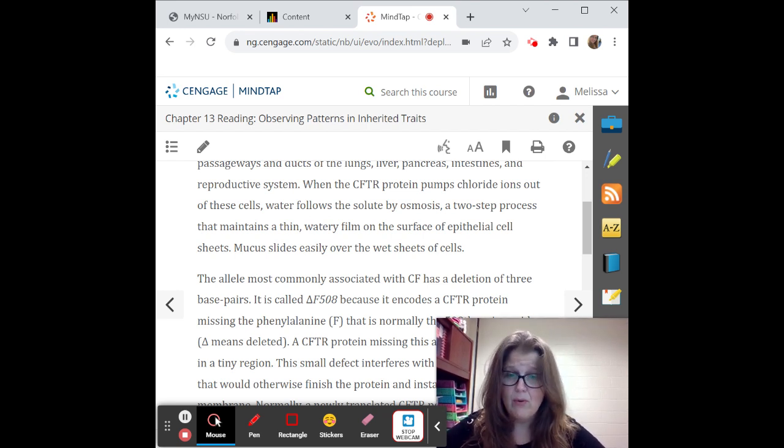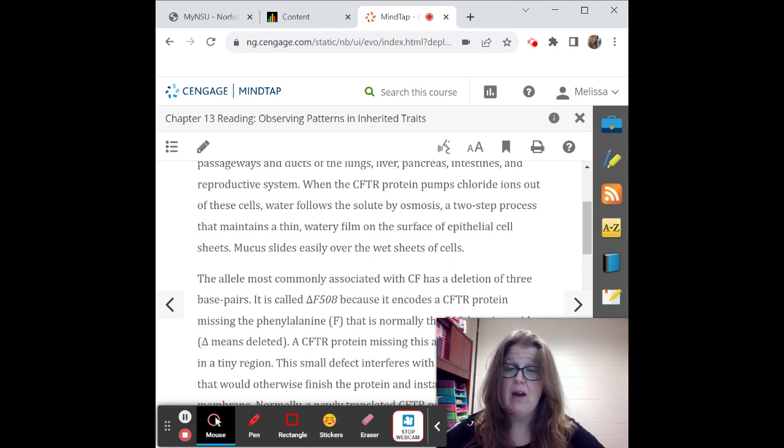But in cystic fibrosis, what happens is there's a deletion at the 508th amino acid. And this amino acid is phenylalanine. And because this protein is missing this one amino acid, which doesn't seem like a lot, but if you remember our discussion about proteins, they have to fold into a specific shape. And if they're not in that specific shape, they can't do their job.